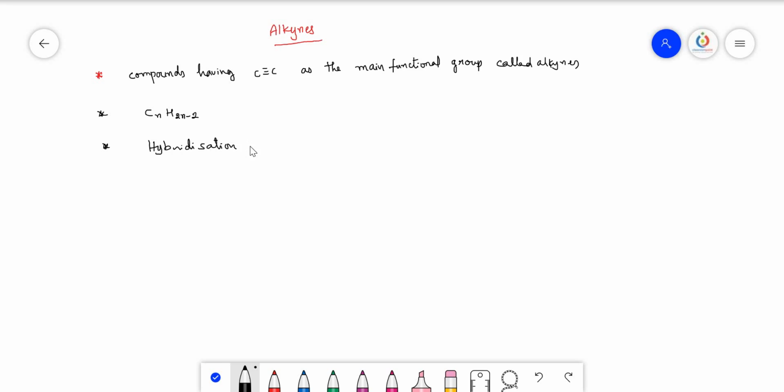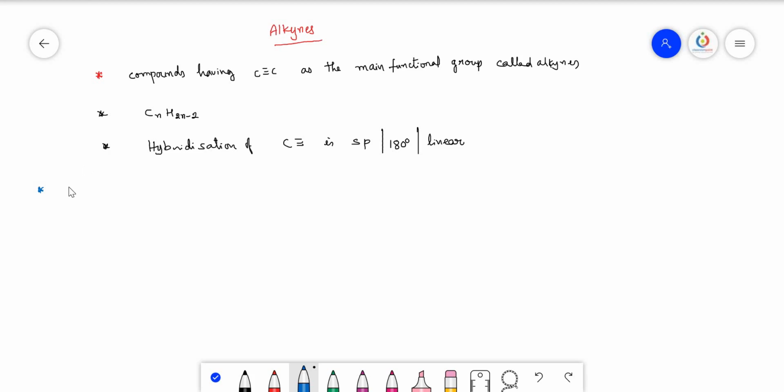of triple bonded carbon is sp, bond angle 180 degrees, shape is linear. Now let us try to see the preparation of these alkynes. How to prepare these alkynes?